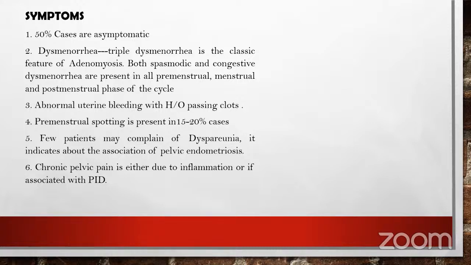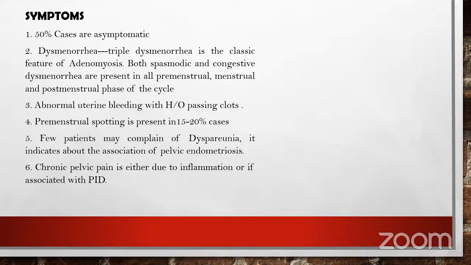Symptoms. 50% of cases are usually asymptomatic. The most important symptom is dysmenorrhea. Typical dysmenorrhea is the classic feature of adenomyosis. Both spasmodic and congestive dysmenorrhea are present in all premenstrual, menstrual, and postmenstrual phases of the cycle. Abnormal uterine bleeding with history of passing clots. Premenstrual spotting is present in 15 to 20% of cases.